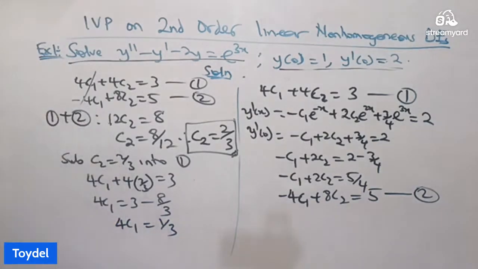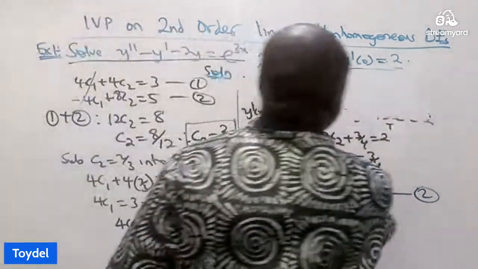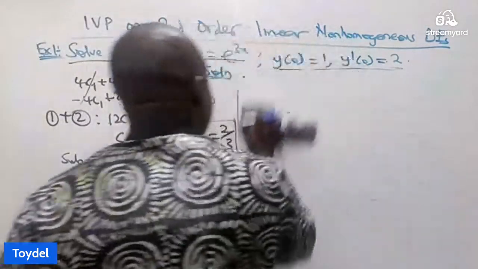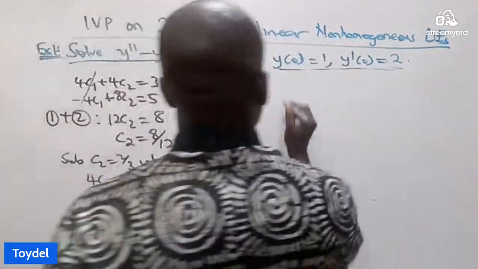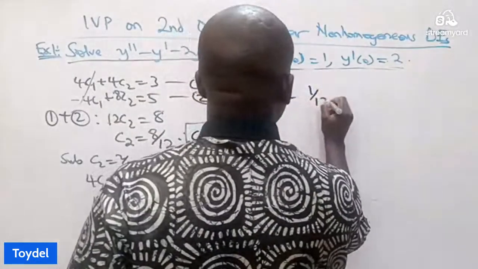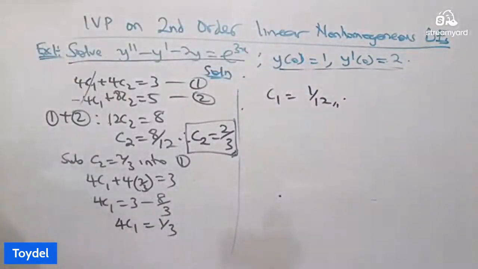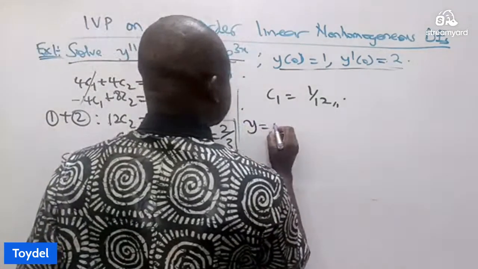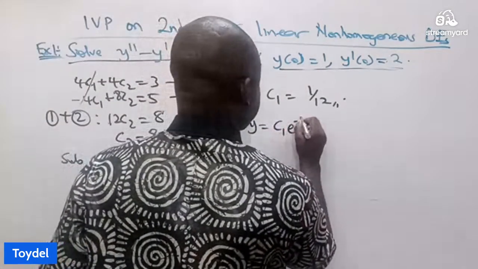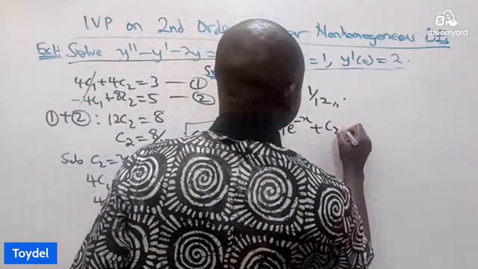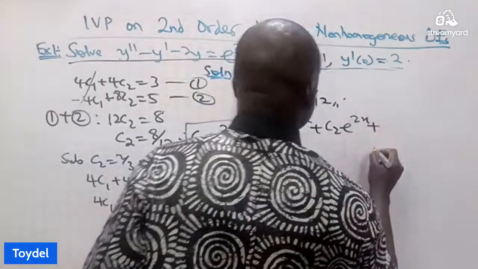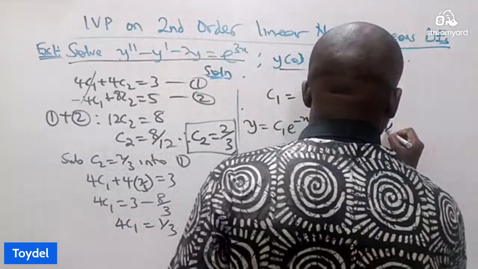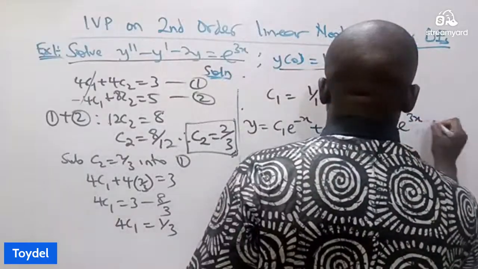Then what is C1? C1 will be equal to 1 all over 12. That will be C1. So finally now, y, which is the same thing as C1 exponential minus x plus C2 exponential 2x plus 1 all over 4 exponential 3x. That is y.